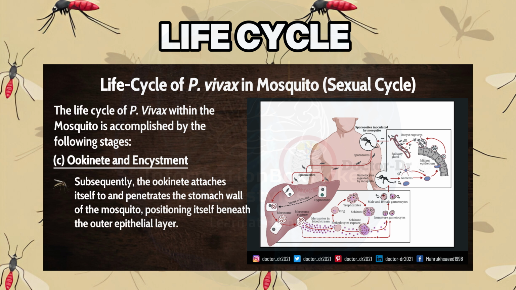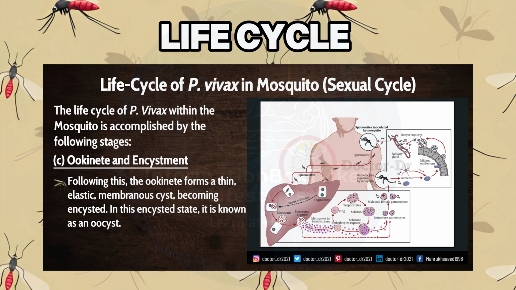Subsequently, the eukinete attaches itself to and penetrates the stomach wall of the mosquito, positioning itself beneath the outer epithelial layer. Following this, the eukinete forms a thin, elastic, membranous cyst, becoming encysted. In this encysted state, it is known as an oocyst. The oocyst proceeds to grow and develop into a sporont.